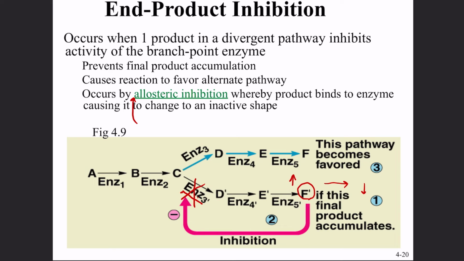And then what it's going to do is it's going to increase the product of this pathway. And so this pathway becomes more favored because this one was inhibited. Again, this is an example of allosteric inhibition. This is also an example of negative feedback because you have a final product here that was high, and then because of this inhibition, it decreases the amount of this final product.